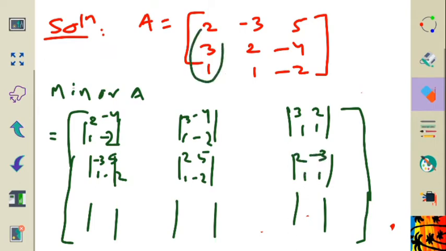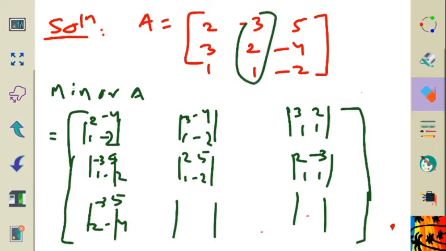Next, you remove this row and this column, you write what is left. Clear? So this is minus 3, 5 and this one will be 2, minus 4, right? Next, you remove this row, this column and this row, then you write the remaining things, right? So this is 2, 5, 3 and minus 4. Similarly at last, what will be left? This is 2, minus 3 and 3, 2. Clear? Now let us calculate this one.